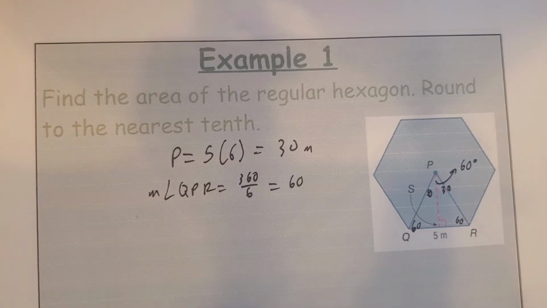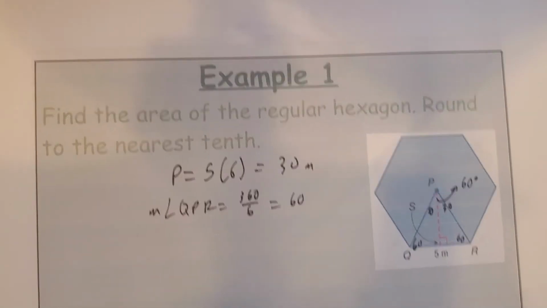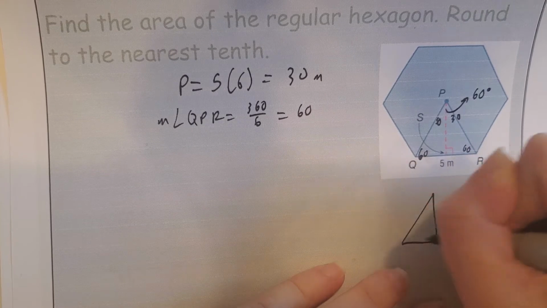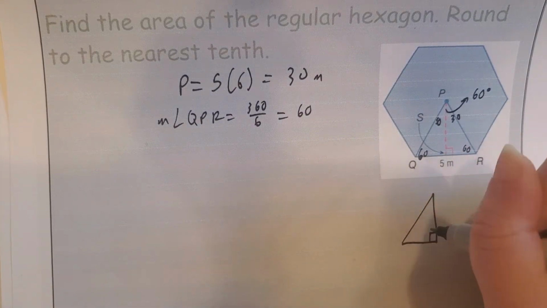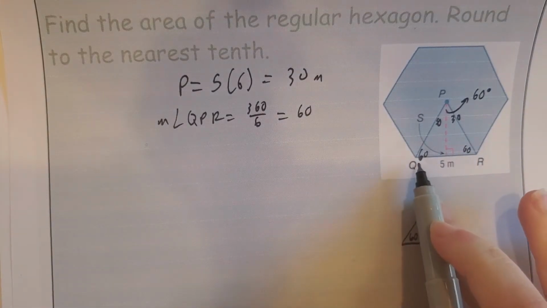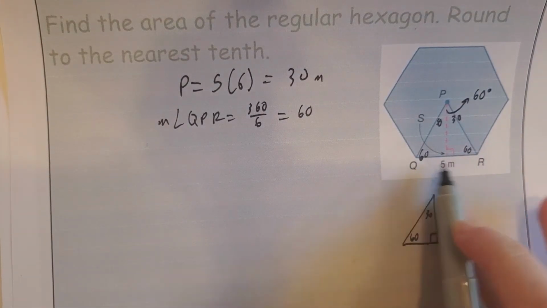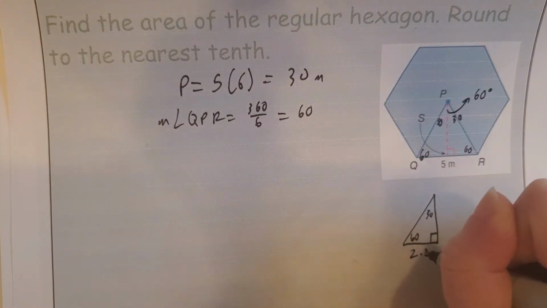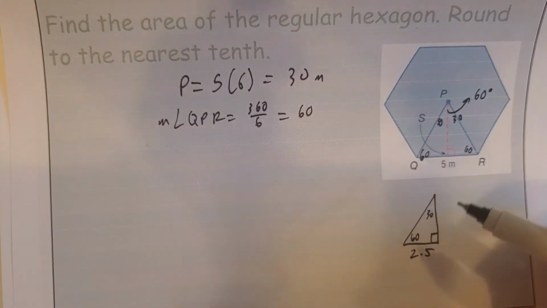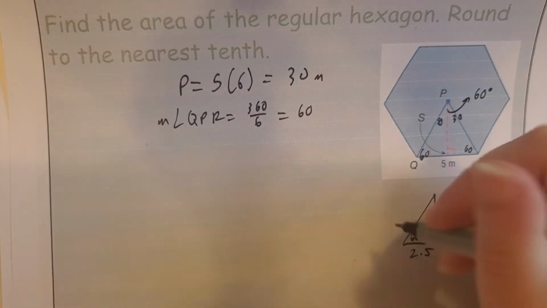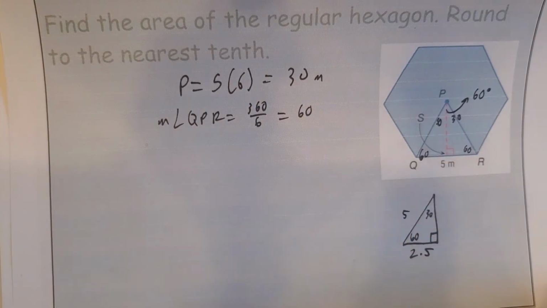This is a 30, 60, 90 triangle. I'm actually going to draw that 30, 60, 90 triangle again down here just for the sake of organization. This is 60, this is 30. We had this entire length as 5, so there's a couple of things you could say. You could say this is 2.5 to split it up. The triangle QPR inside is equilateral, which means all the sides are the same, so the hypotenuse is going to be 5.